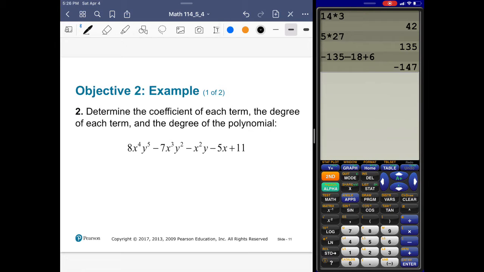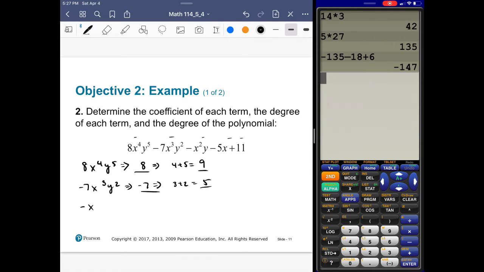So we have 1, 2, 3, 4, 5 terms. The first term is 8x to the fourth y to the fifth. Our coefficient is 8, and our degree for that term is 4 plus 5, which equals 9. The second one is -7x cubed y squared. That means our coefficient is -7, and our degree is 3 plus 2, which is 5. Our third term is -x squared y. Then our coefficient is -1, and our degree is 2 plus 1, which equals 3.